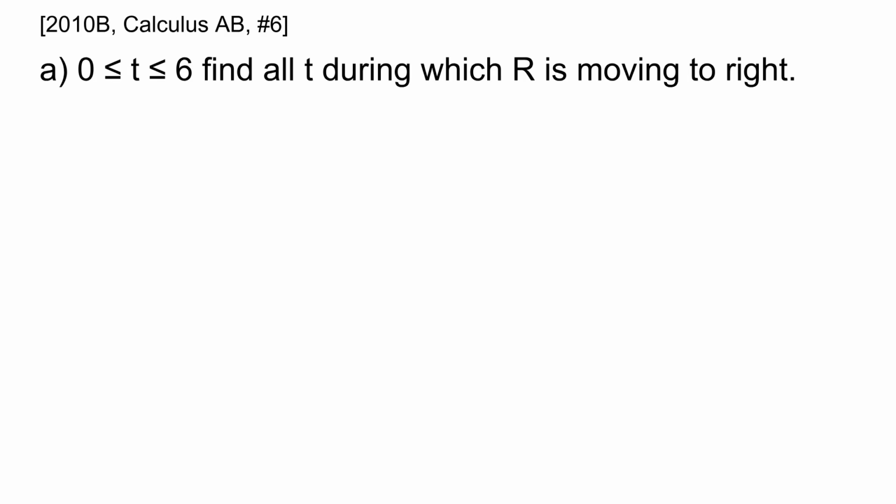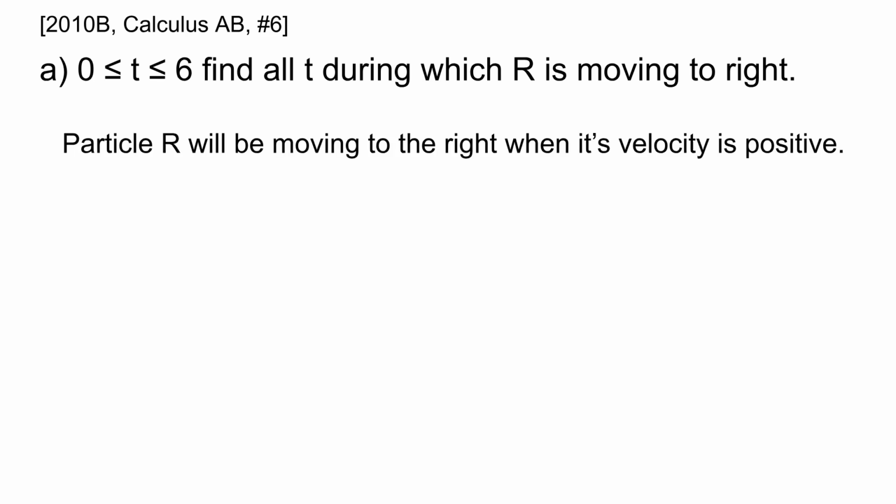In part A of this question, we are asked to find all values of t between 0 and 6, such that the particle r is moving to the right. We know that particle r will be moving to the right when its velocity is positive, and we can use the derivative of r of t to determine when the velocity of particle r will be positive. R prime of t is greater than 0 implies that 3t squared minus 12t plus 9 is greater than 0.